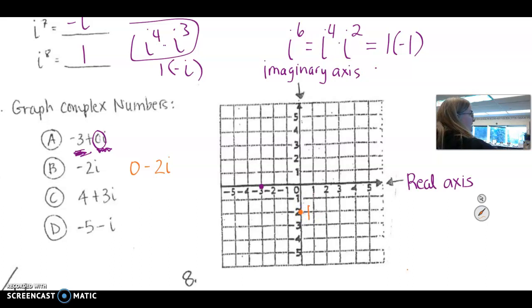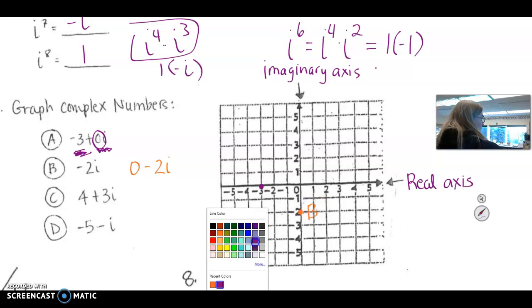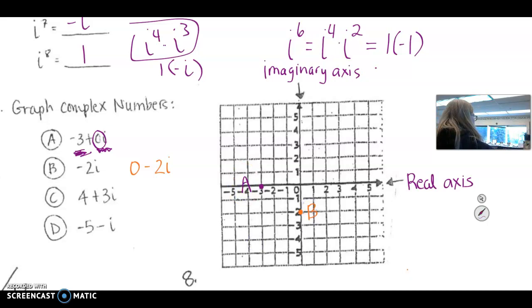So you should label this B, and you should label this one A, and then you guys go ahead and do C and D and label them.